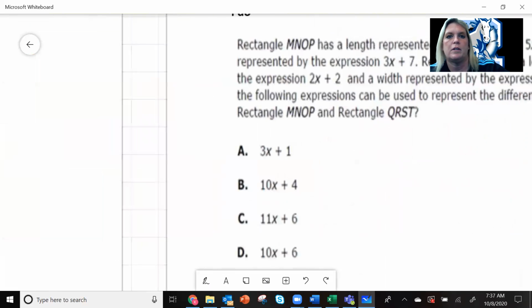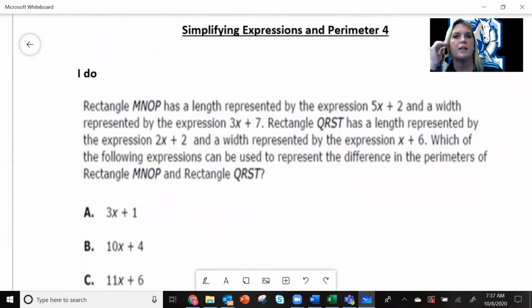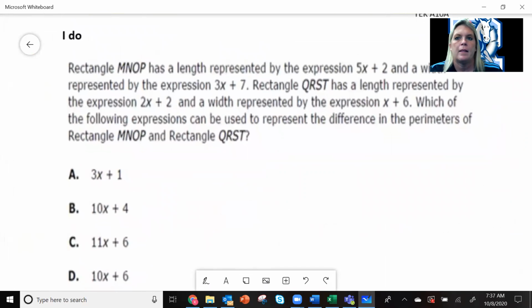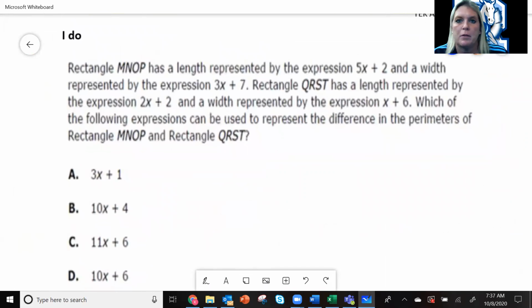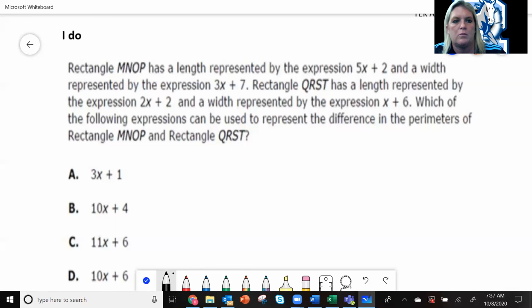Well, let's see, here we go. All right, so this right here, simplifying expressions and perimeter is what we are doing. Let's see if I can move this up out of the way. All right, it says rectangular MNOP, which, by the way, we need to erase these answer choices because they didn't have the right one, so we are not going to use those. Okay, we're going to solve this and figure this out ourselves.